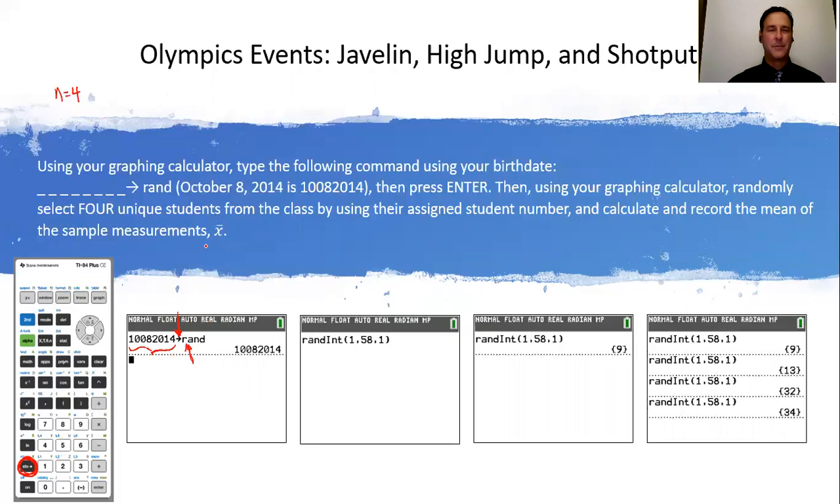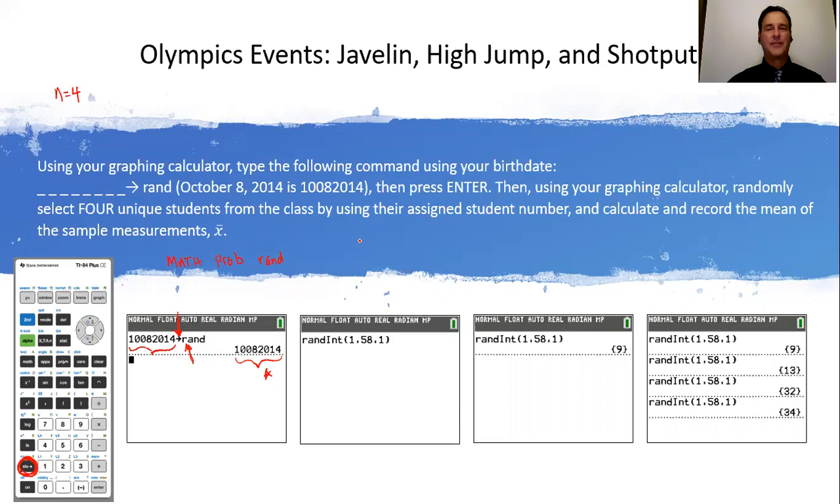Okay, and RAND can be found by doing math and then going over to probability. I think it's the first guy there. Okay, and you just hit it. And once you have this command, you just hit enter and you're like, okay, I just typed out my birthday. And if you did that, then you are good. It doesn't really do anything else beyond that. It just sets your calculator up for a starting position as you start to pick random digits.